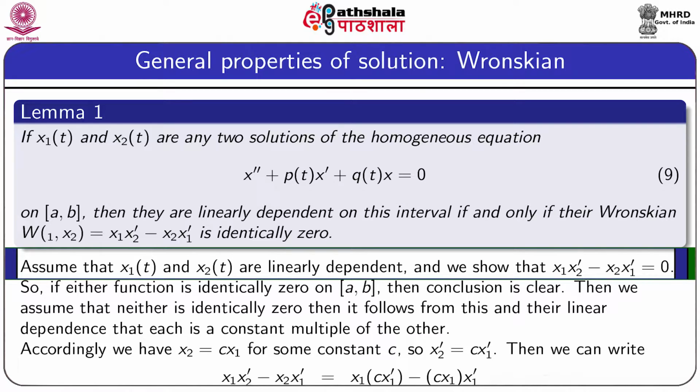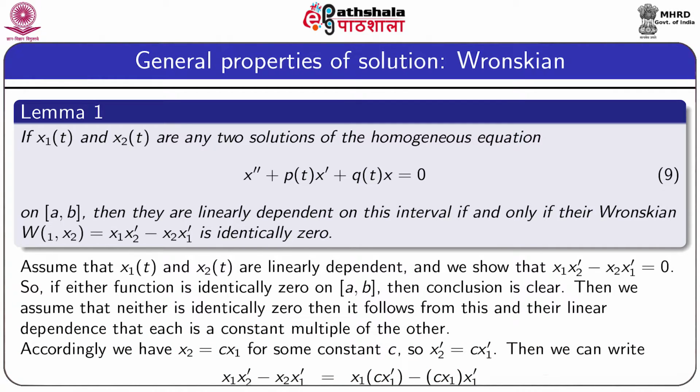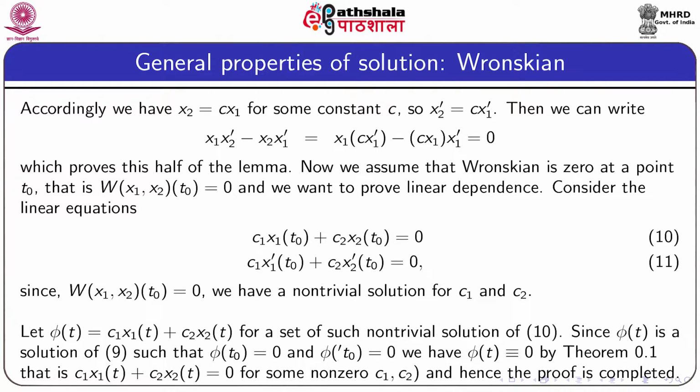Assume that x1(t) and x2(t) are linearly dependent, and we show that x1 x2' minus x2 x1' is equal to 0. If either function is identically 0 on [a, b], then we have the clear conclusion. Then we assume that neither is identically 0, and it follows from this and the linear dependence that each is a constant multiple of the other, and accordingly we have x2 equal to c x1 for some constant c, which implies x2' is equal to c x1'. We can write x1 x2' minus x2 x1' and replace x2' by c x1', giving c x1 x1' minus c x1 x1', which is equal to 0, and this proves the first half of the lemma.